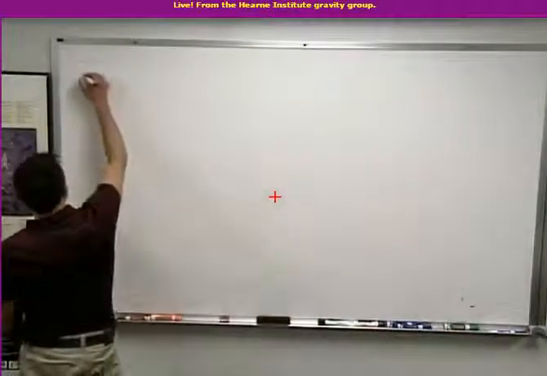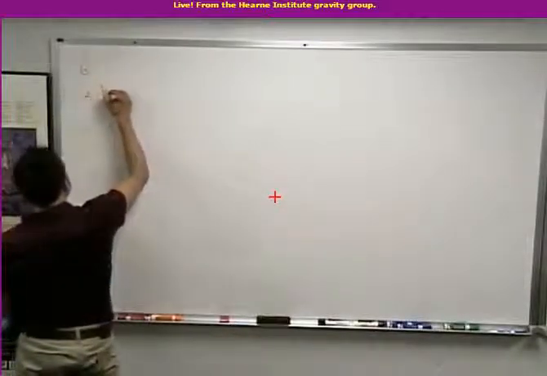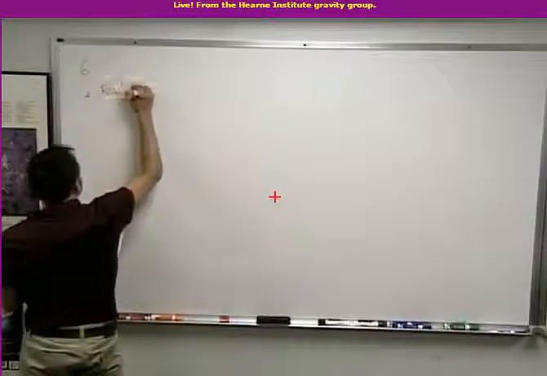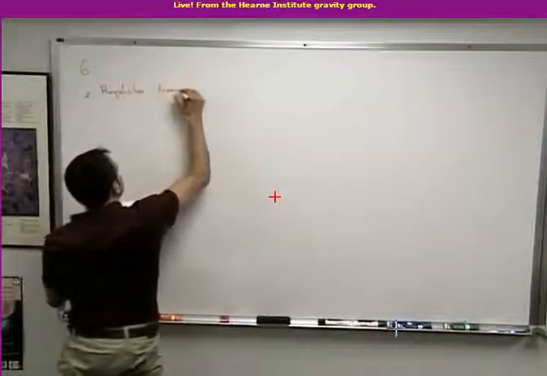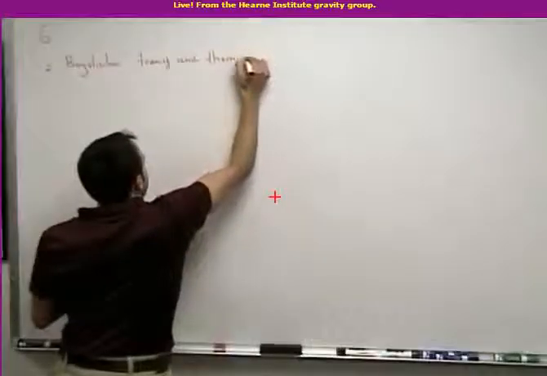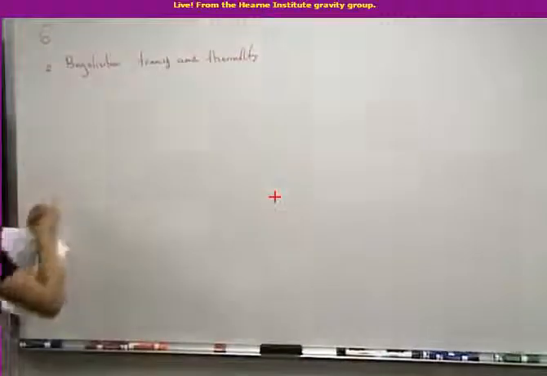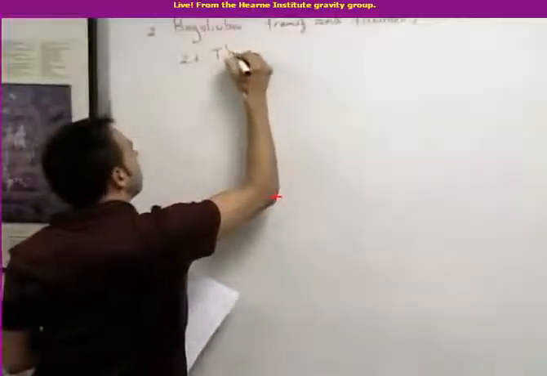Last time, we were in chapter 6, Hawking radiation, section 2, called Bogoliubov transformation and thermality. And the section has different subsections. The first one was to explain the model I'm going to use.